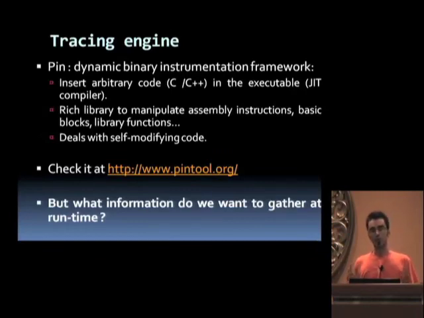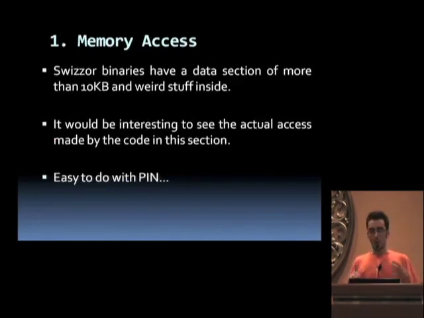The first kind of information we wanted to gather is the memory accesses. Switzer binaries have a big data section that contains a lot of weird stuff at first sight. Actually, part of this data section is already filled, and another part is going to be filled by the packer itself. It will be interesting to see the accesses made by the code inside this data section, because as I told you, the addresses stay the same over multiple executions. So it's interesting information to have.